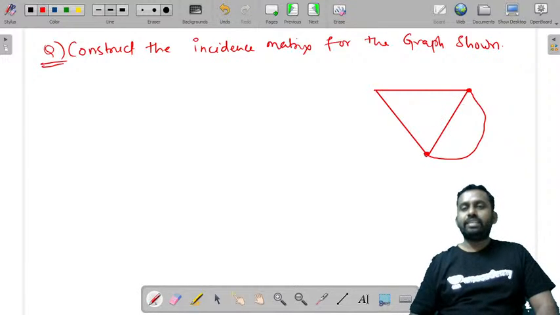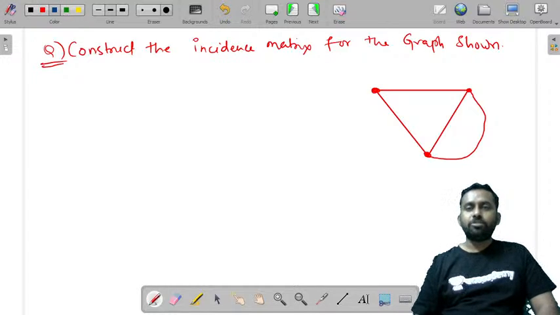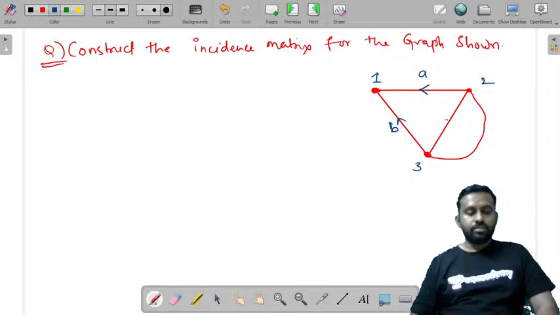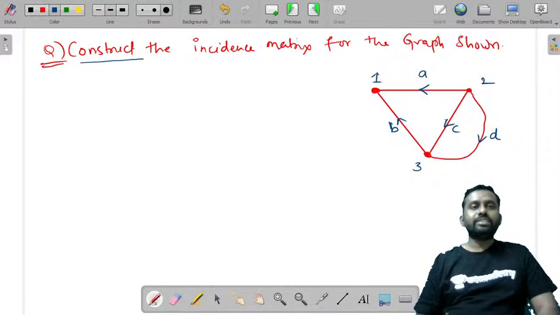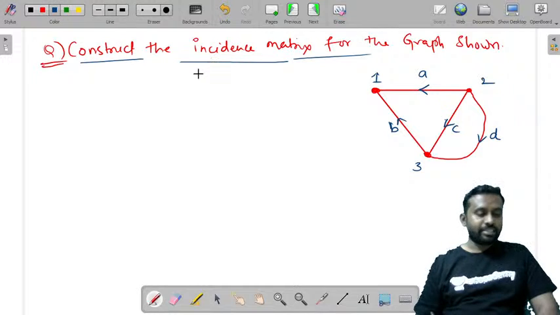If you look at this graph, there are three nodes, also given in the question as 1, 2, 3, and the directions are also specified. This branch is A, B, this is C, and this is D. So what is the question? Construct the incidence matrix. You can construct a full complete incidence matrix.